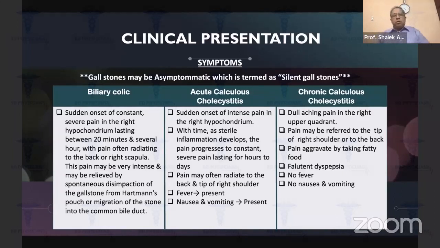In acute calculous cholecystitis, there is sudden onset of intense pain in the right hypochondrium. With time, sterile inflammation develops, and the pain progresses to constant severe pain lasting for hours or days. Pain may often radiate to the back or the tip of the right shoulder. Fever, nausea and vomiting are present. These are the commonest presentations. In chronic calculous cholecystitis, the pain is a severe dull-aching pain in the right upper quadrant, which may be referred to the tip of the right shoulder or the back. Pain is aggravated by fatty food, with flatulent dyspepsia, no fever, no nausea, no vomiting. So in chronic cholecystitis, the symptoms are very minimal.